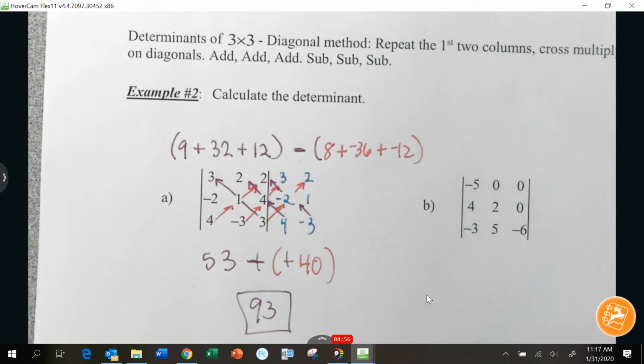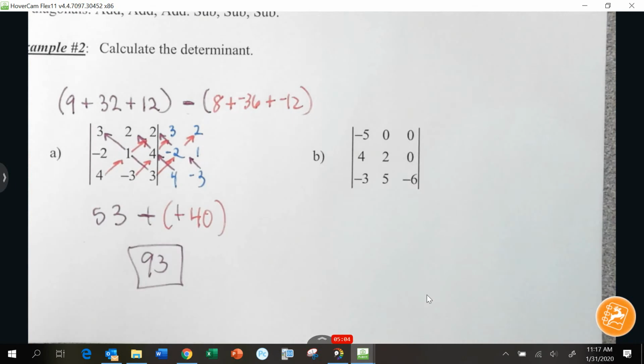The determinant's not going to mean anything to you. We don't know why we'd use it. We're just going to find it. I don't know about you. It bothers me that I don't know why I'm using something, but it's okay.